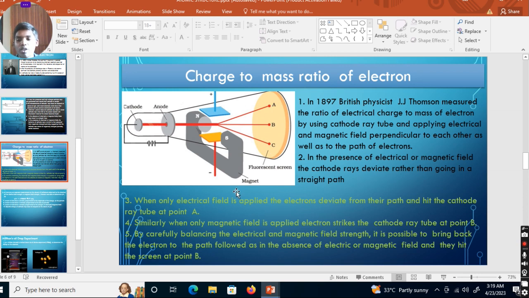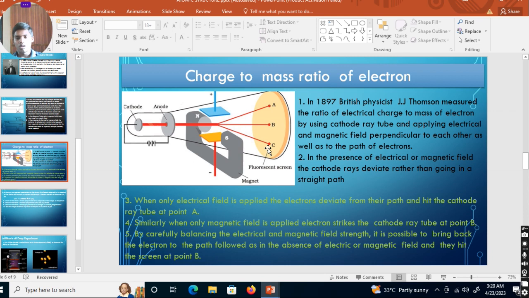Now, similarly, when only the magnetic field is applied, the electrons strike the cathode ray tube at point C. Sorry, here is a typing mistake, not point B. They touch at point C. Whenever only the magnetic field is applied, only this orange-red bar, the cathode ray particles touch the fluorescent screen at point C. They do not touch the fluorescent screen at point A or point B.